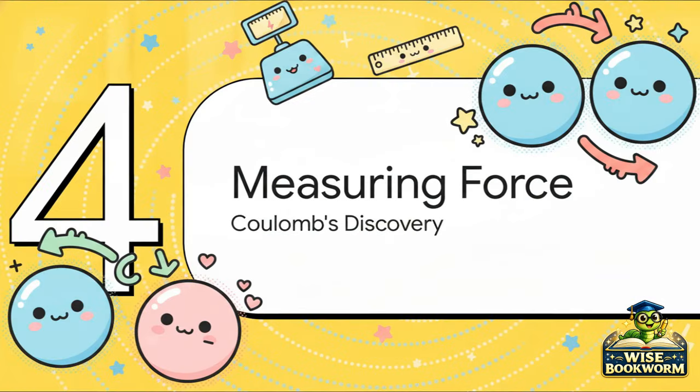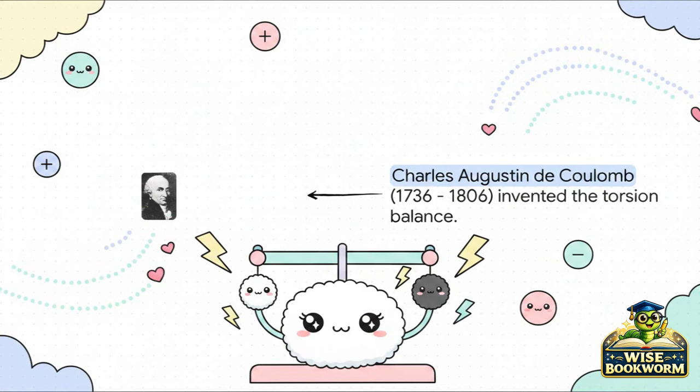Let's shift gears to section 4, measuring the invisible force. Now that we actually know what a charge is, how on earth do we measure the push and pull between them? Well, enter Charles-Augustin de Coulomb. He was a French physicist and military engineer. Back in 1785, he invented this highly sensitive device called a torsion balance, and he used it to measure the incredibly feeble forces of electric attraction and repulsion between these tiny, charged metallic spheres.